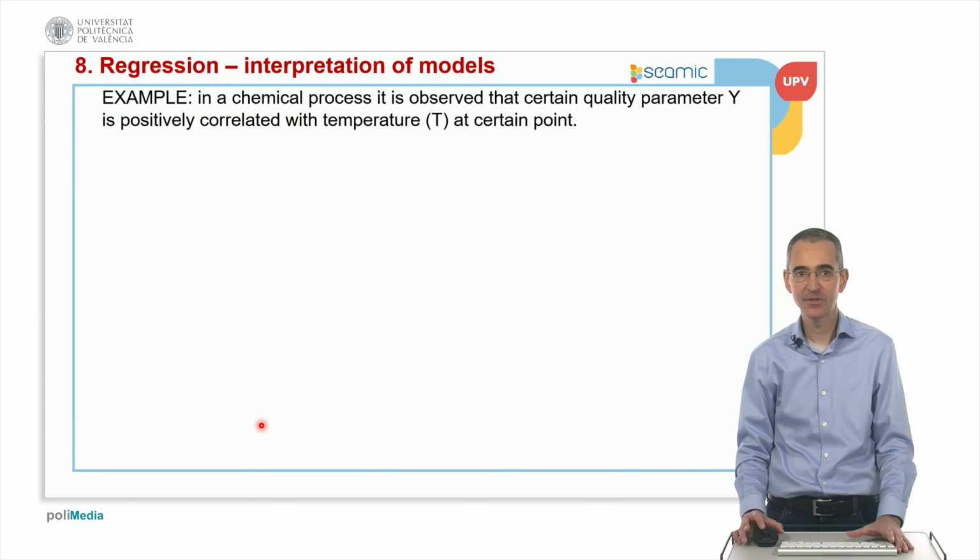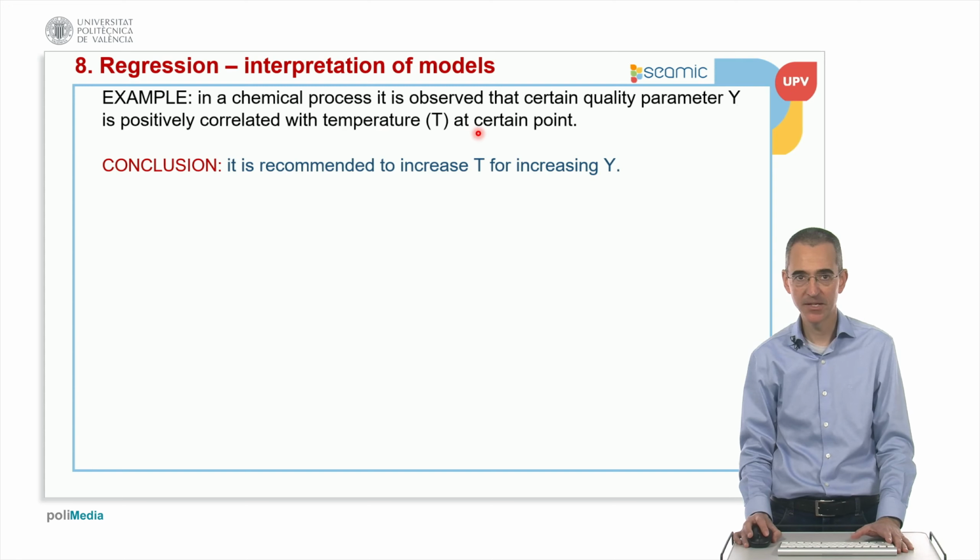Example. Now let's think about this. Imagine in a chemical process we observe that certain quality parameter that we call Y is positively correlated with temperature at a certain point. Well, conclusion. If we want to increase the quality of our product, then the recommendation could be to increase the temperature. Does it make sense? Well, I think that for many engineers, thinking about that, they will say, yes, if I find a positive correlation between them, that makes sense. But the answer is no, that is not correct.